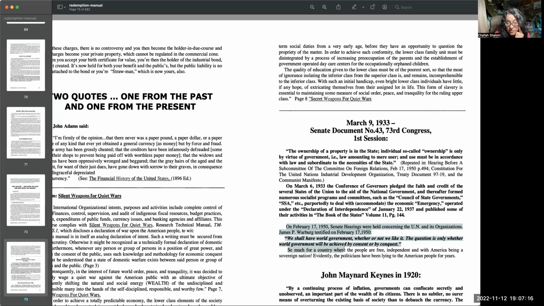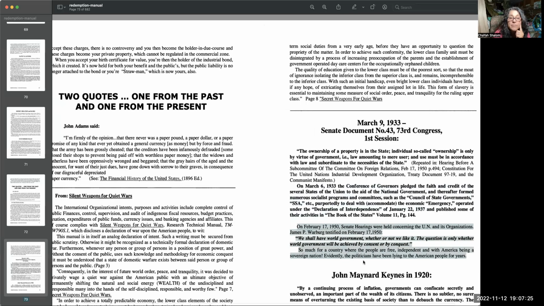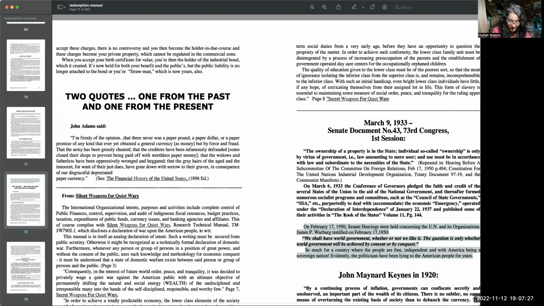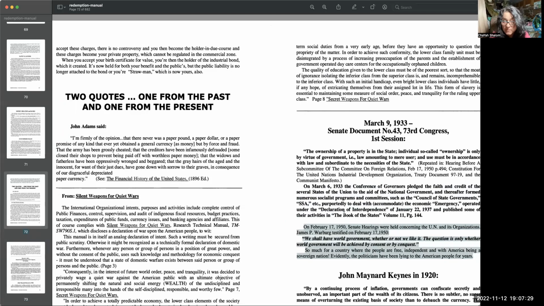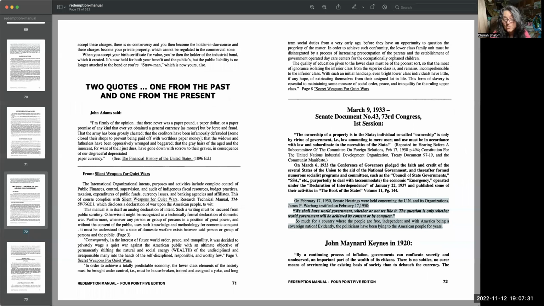So much for a country where the people are free, independent, and with America being a sovereign nation. Evidently, the politicians have been lying to the American people for years. Yep, that's true. So I'm going to stop at page 72. And I will get on this so that we can know more.